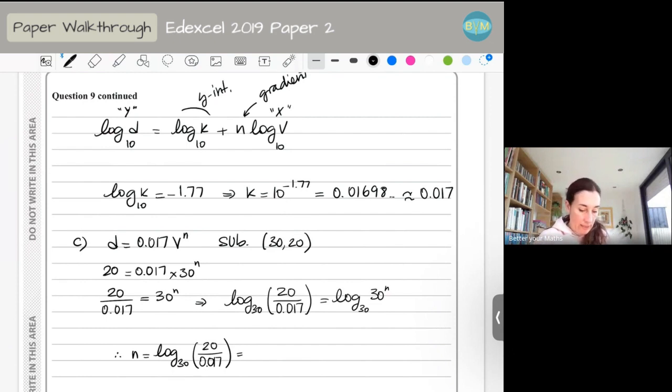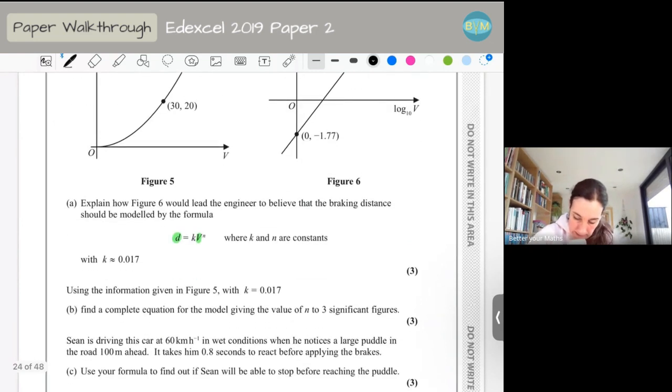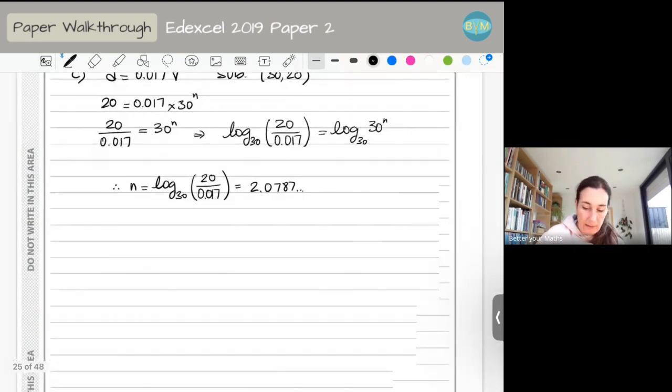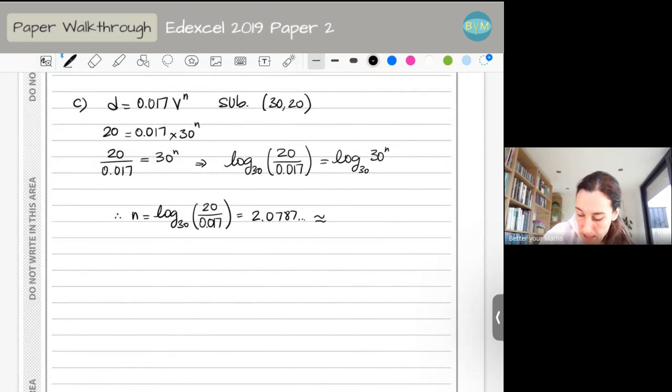So with the calculator, we just do log to the base 30 of 20 divided by 0.017, and if I've done it correctly, I get 2.07876. They say to round to 3 significant figures. So please check how they ask you always. Don't give wrong answers. Don't miss marks for that. So 2.08 to 3 significant figures, and so the model is going to be d equal to 0.017 v to the power of 2.08.